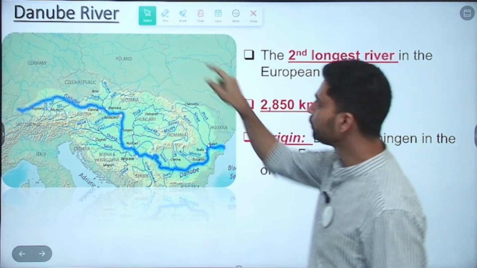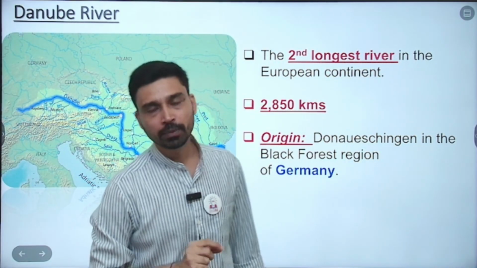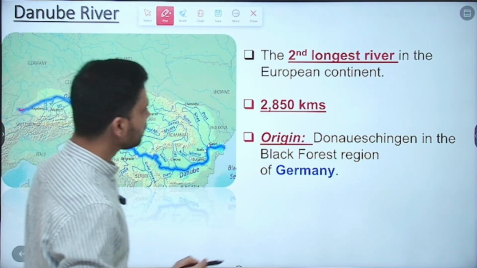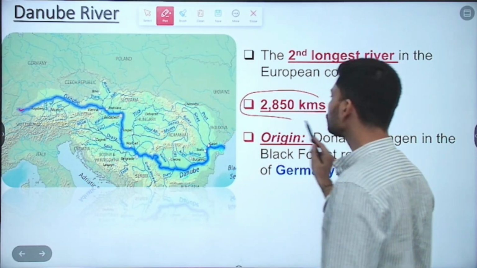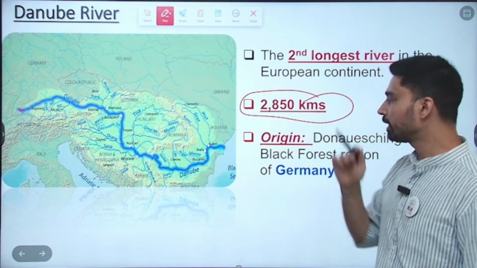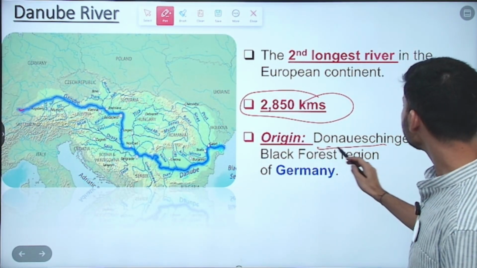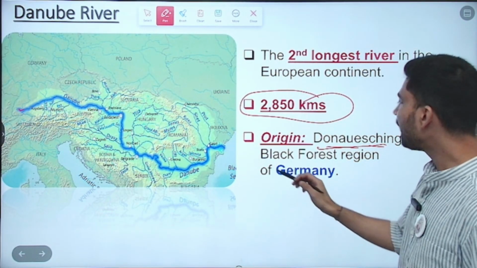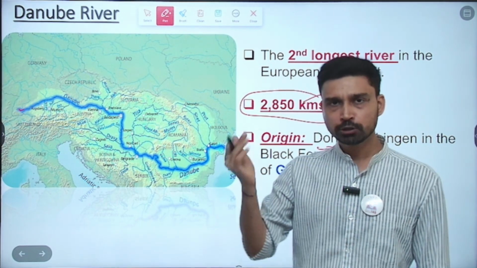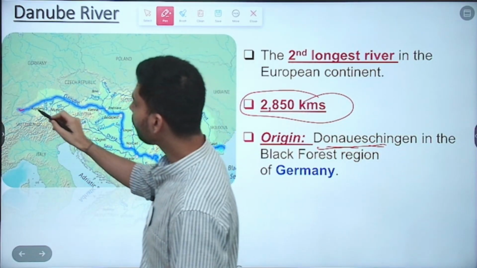The second important river, which is also the second longest river of Europe, is called the Danube. As you can see, this is the course of river Danube. It extends over a length of 2,850 kilometers and flows from west to east. It originates near what is called Donau-Eschingen in the Black Forest region. We have just discussed the Black Forest on one side, Vosges on the other side. The Black Forest is an example of a block mountain.